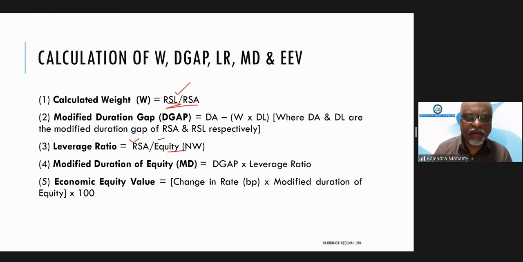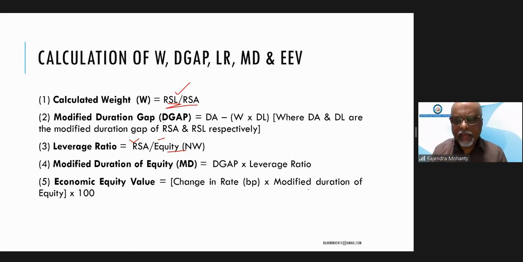Now you have to find out the modified duration of equity. That formula is DGAP, the second one we have calculated, modified duration gap, into the leverage ratio, the third one. So 2 multiplied by 3 is the modified duration of equity. Now to find out the economic equity value, the question will be given. So there is a change of interest by this BPS, 300 BPS, 400 BPS, 500 BPS. Then what is the economic equity value?